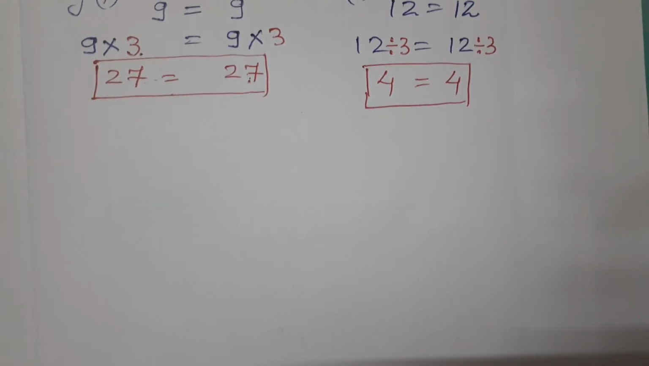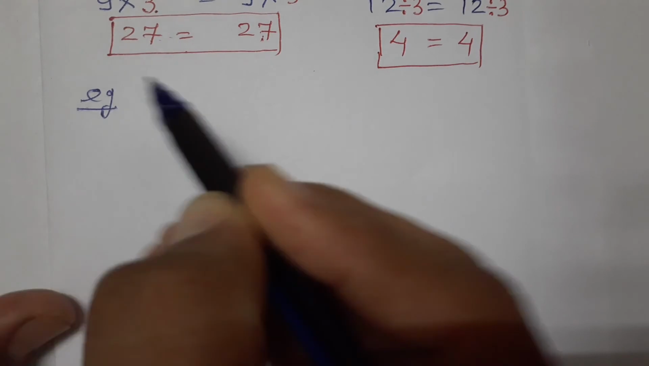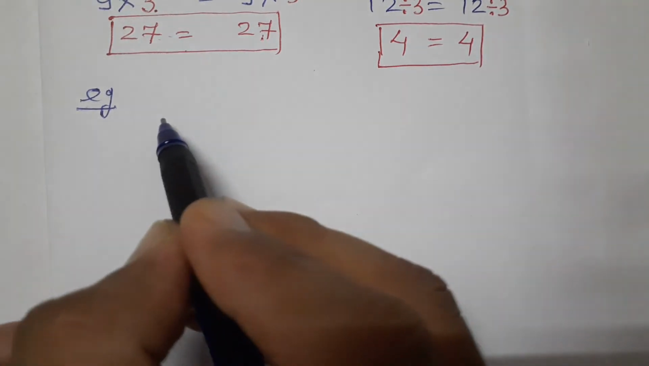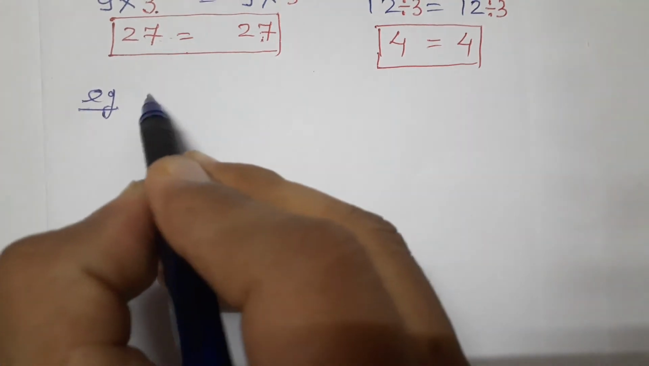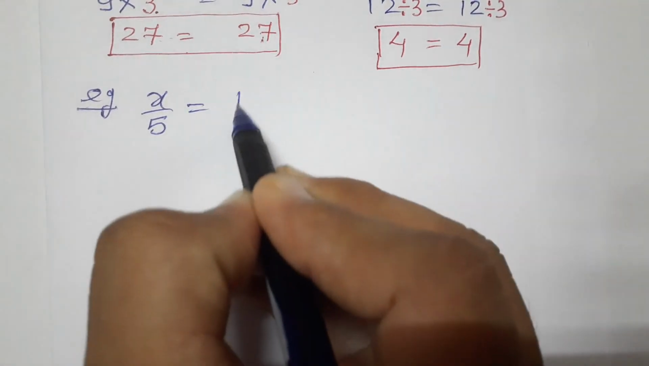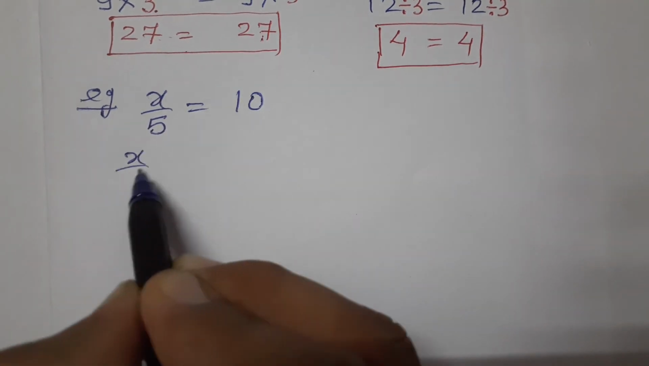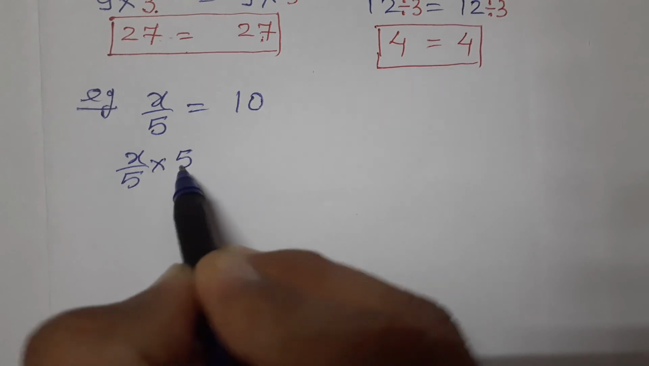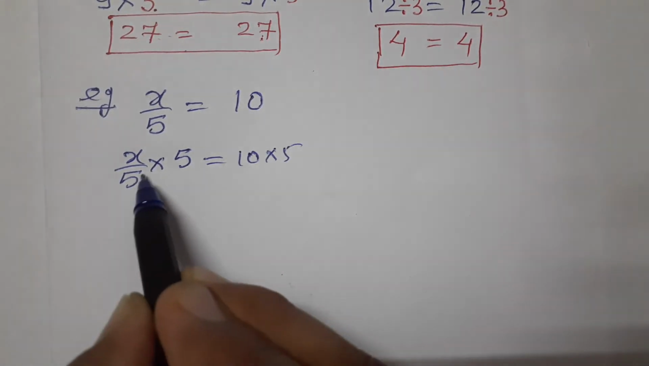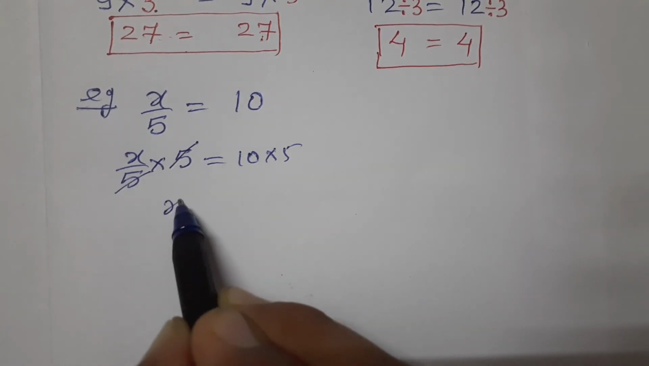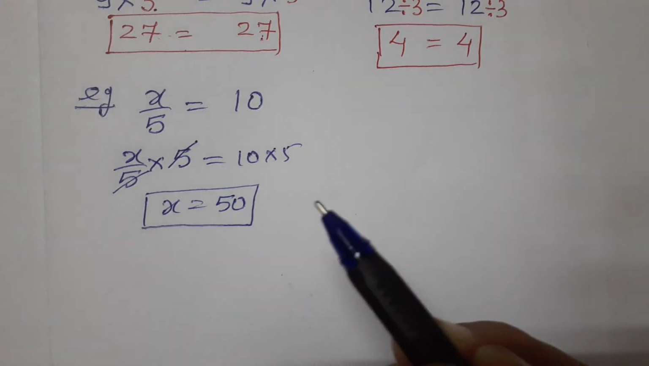So let's take one example containing a variable part. x by 5 equals 10. This is the example I have taken. Now we are going to multiply both sides by the same number. So I am multiplying by 5 on both sides. This 5 cancels out with this 5, so x equals 50 we got. So see children, how easily we have done it.